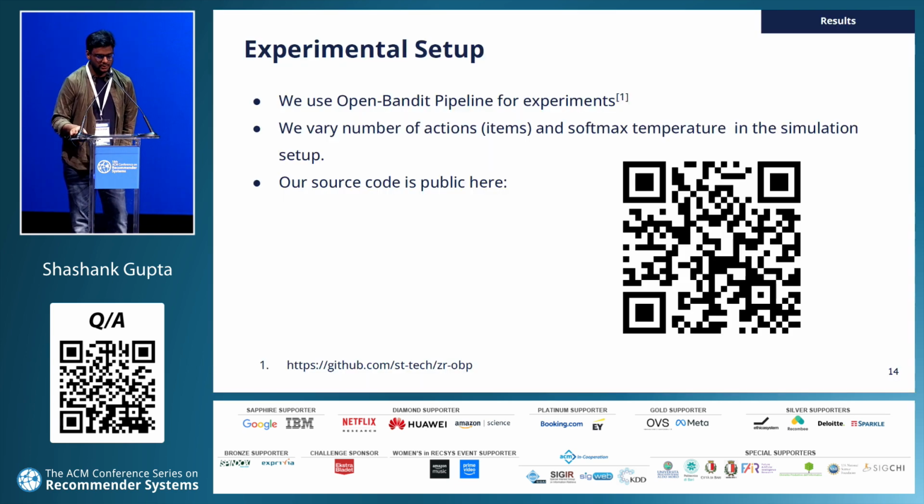Now, does it actually work? Our experimental setup is that we use the Open Bandit Pipeline, which is an open source library from Cornell by Yuta Saito. In our experiments, to simulate a more realistic setup, we vary the number of actions, which in RecSys terms means we vary the number of items. Our logging policy is a softmax policy, so we also vary the softmax temperature. And if you're interested in reproducing or trying it out, our code is open source.